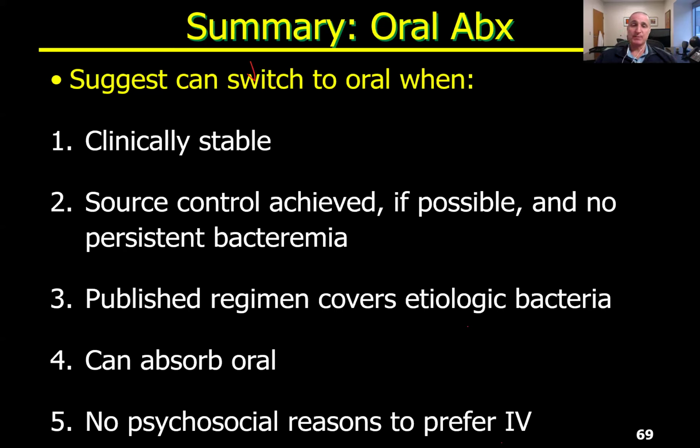You have a published regimen that has demonstrated efficacy against the target bacteria. The gut is working, and there are no socioeconomic reasons to prefer IV therapy. What does that mean? We have a lot of homeless patients, and as I'm sure you do as well, in some cases, if I could justify housing for someone, a SNF, for example, by giving them a skilled nursing need with the IV, holistically for that patient, IV may make more sense and be better for that patient. And there may be insurance reasons why you want IV as well.